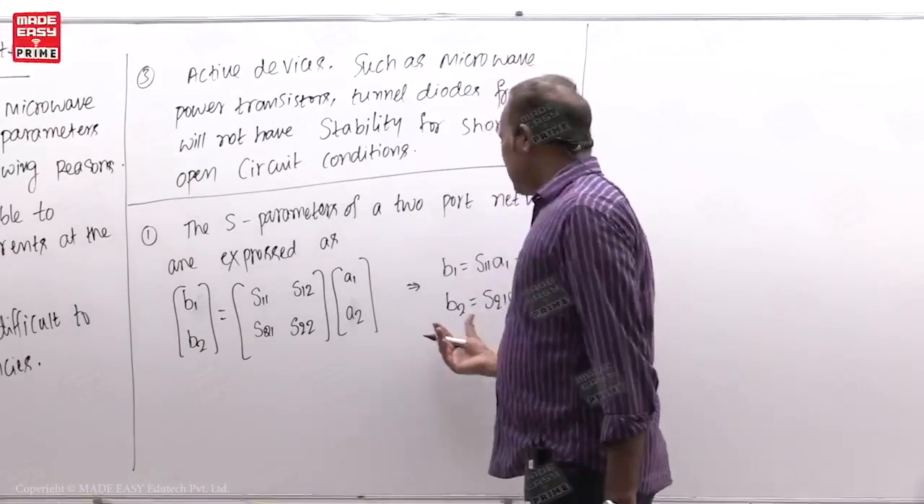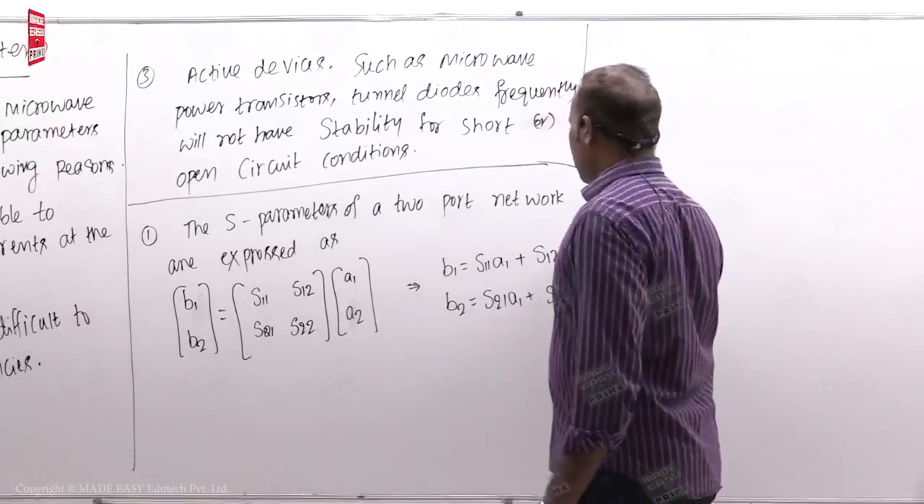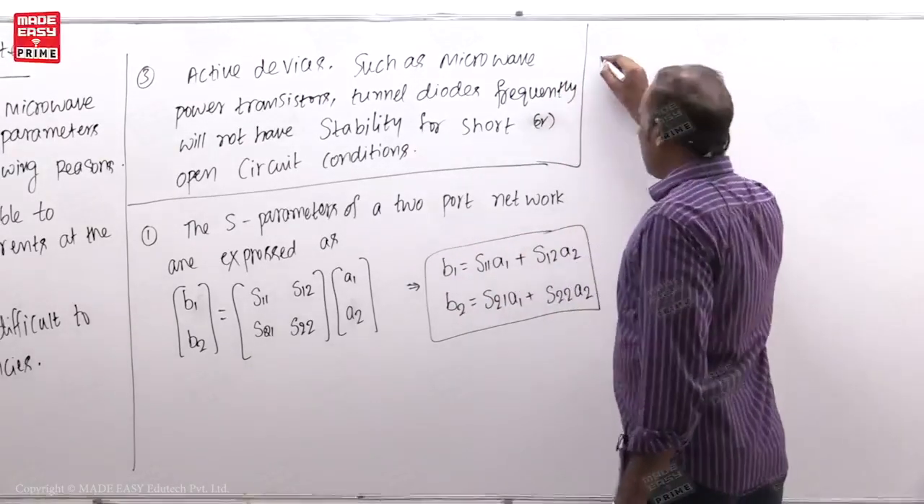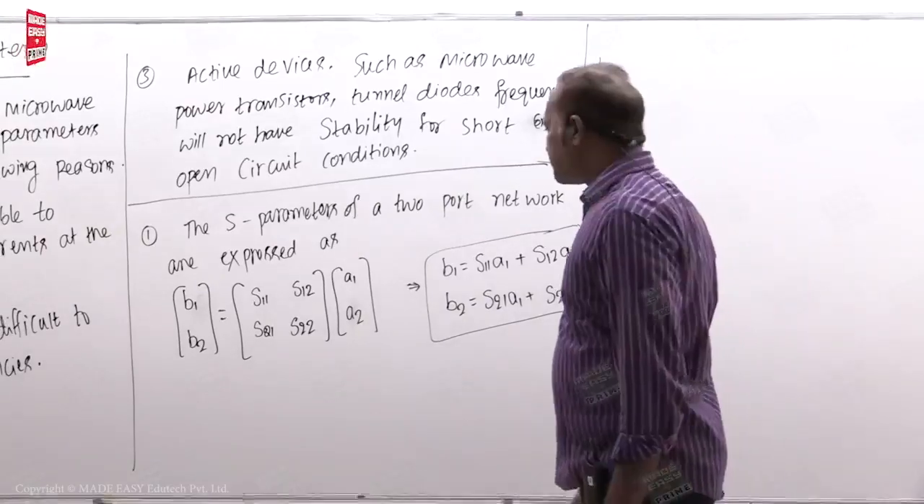So you may remember this one or this one, any one of them, students. This is the way they are defined. We will be discussing them one by one.